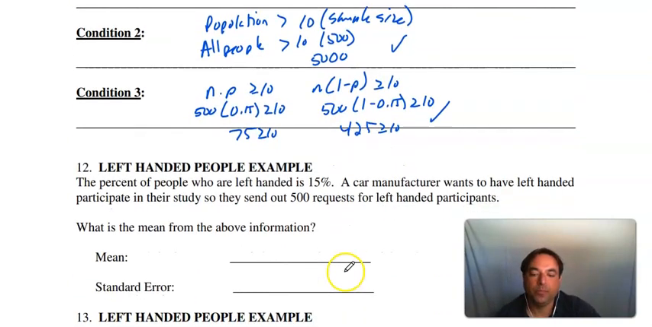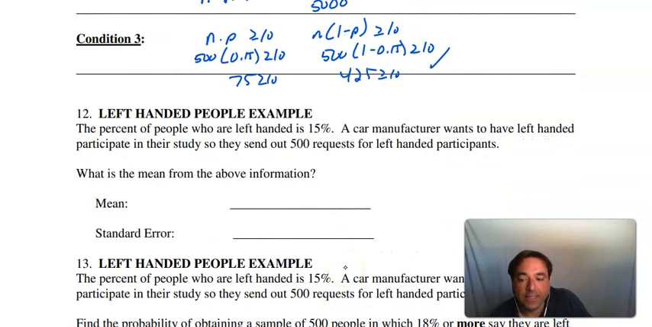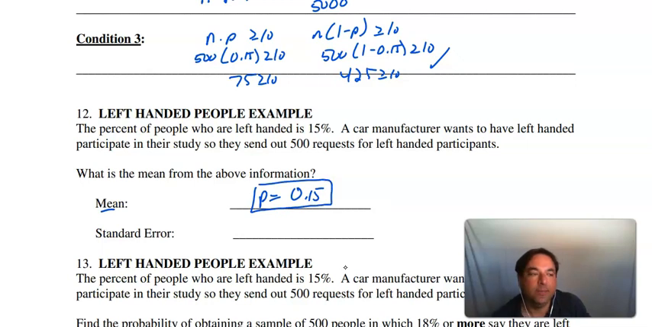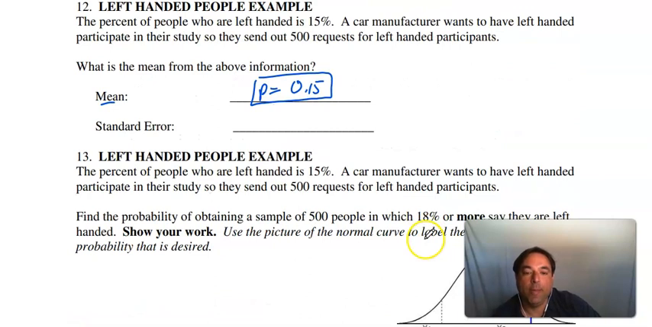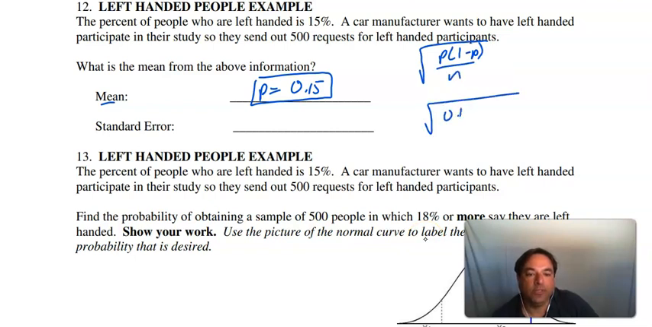Now, when I ask for mean, that would be your P, and P is 0.15. The mean is P, 0.15. To find your standard error, remember we have a formula for that. The formula is the square root of P times 1 minus P all over N. So the square root of P, which is 0.15, times 1 minus 0.15 all over N. N is 500. Put that in the calculator.